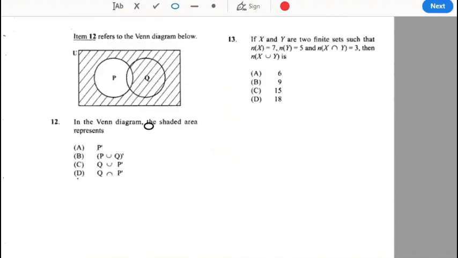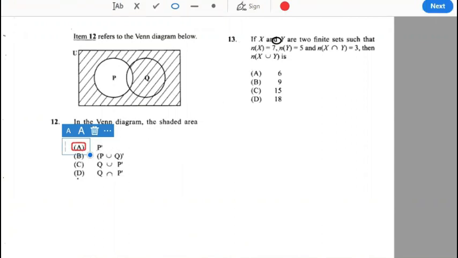12 states in the Venn diagram the shaded area represents. So what is not shaded is P. So what we're looking for is an answer that will represent everything except P. And the only answer, if you know to read these, that embodies this is A, which says not P. So this apostrophe right here beside P is saying not P. So we're looking for everything except P, and A did exactly that.